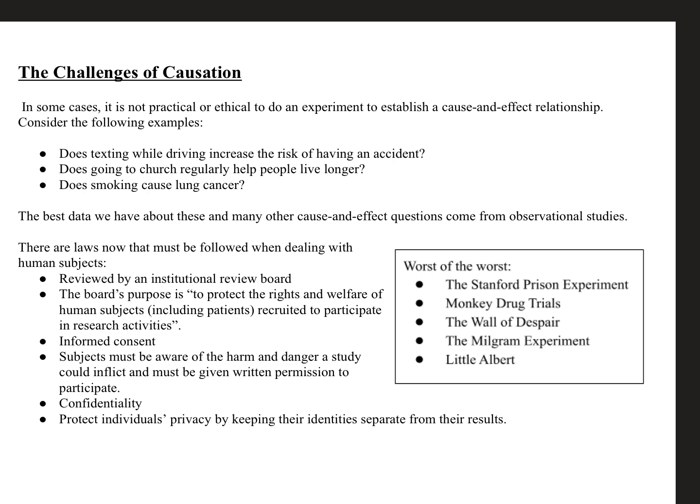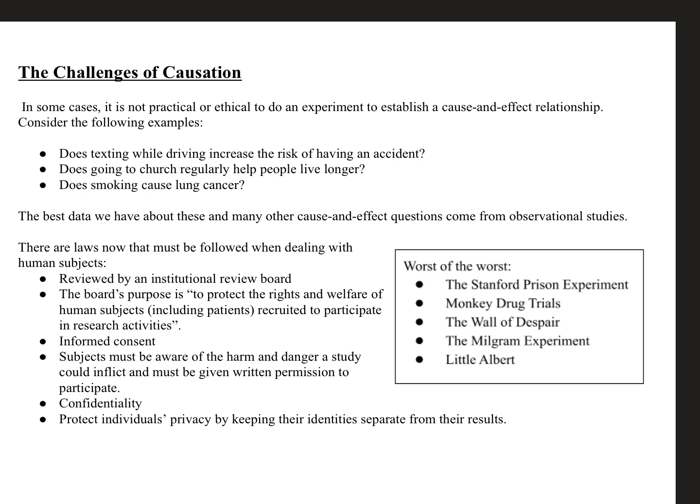Some of these examples are more where an observational study would come into play. If you have data on car accidents, you can look to see, okay, were they texting while driving in their car accident? I can then infer from that texting while driving increases your risk of having an accident. Same thing with the other two. So these might be better suited to an observational study.